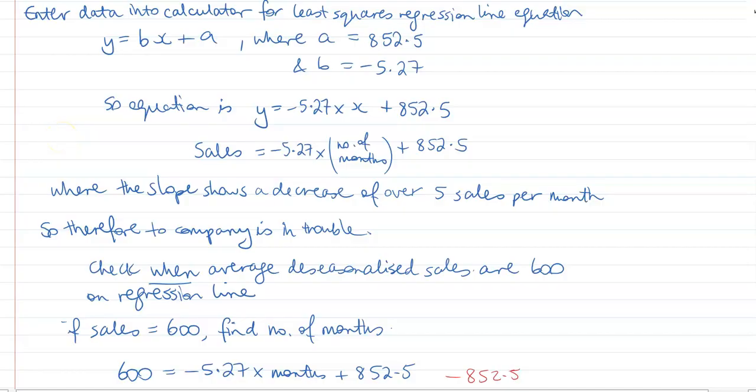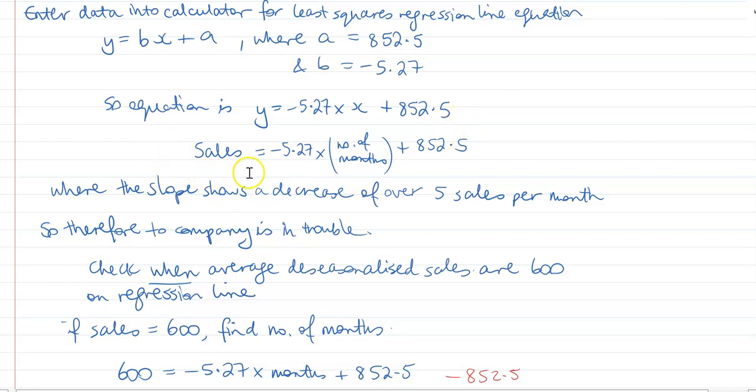Okay, last part, I would create my least squares regression line by putting in my Y values as the deseasonalized data. X values I would enter in as my number of months that have passed by. And when I spit out those values from my calculator, I get a y-intercept of 852.5, a slope value of minus 5.27. So the equation I come up with is y equals minus 5.27 times x plus 852.5.